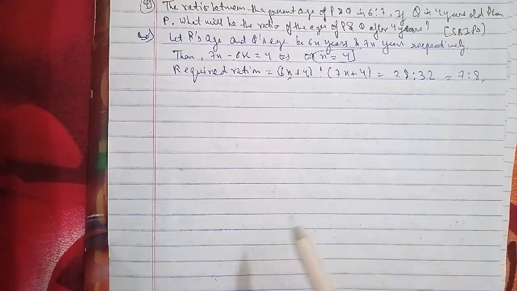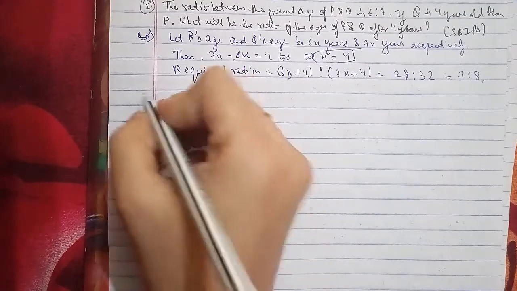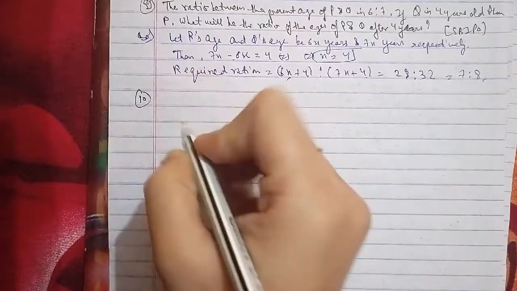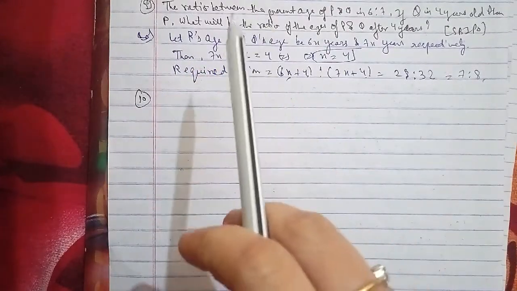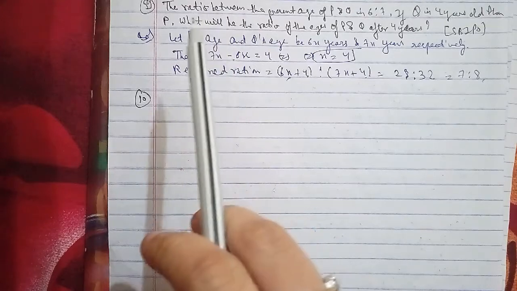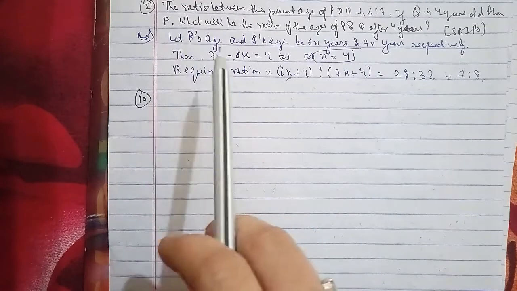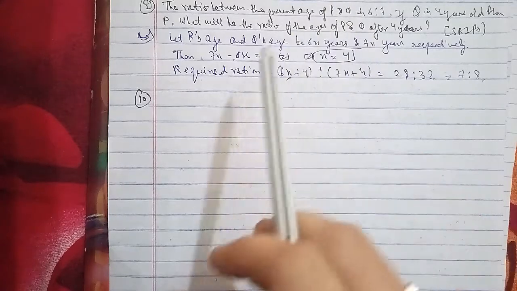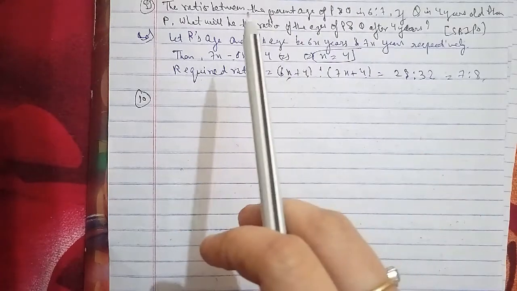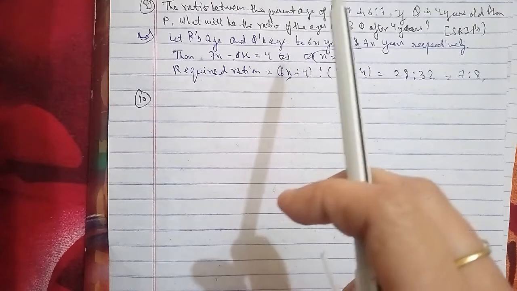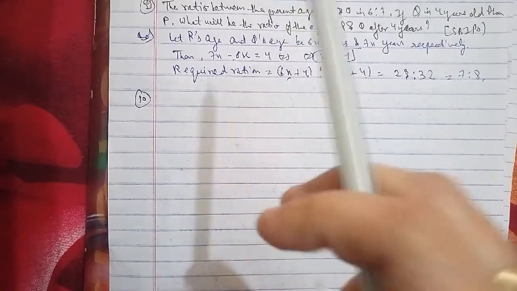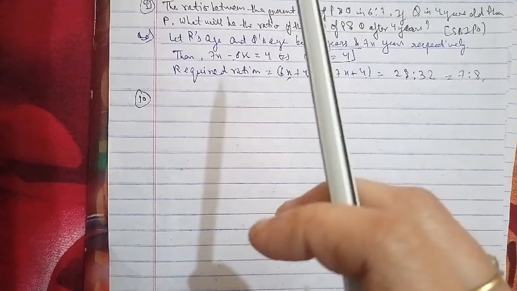We'll go ahead with another one, that is your 10th question of the session that we have to talk about. So the 10th question here is the ratio between the present ages of P and Q is 5:7. If the difference between Q's present age and P's age after 6 years is 2, what is the total of P's and Q's present age? This has been asked in your bank PO question paper. That is also an important one. We'll go ahead.